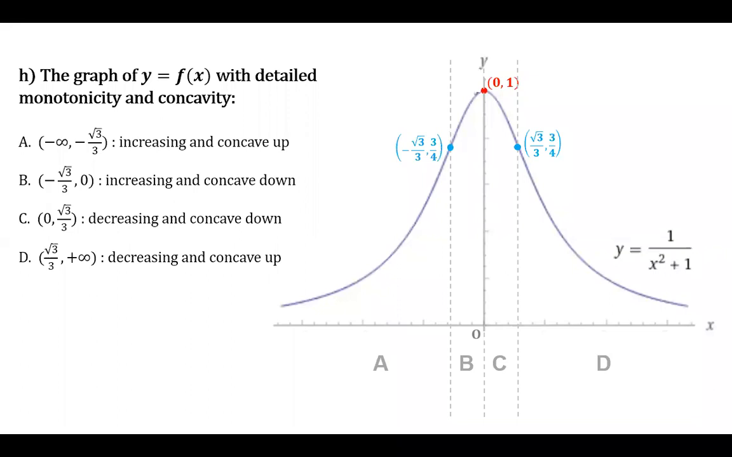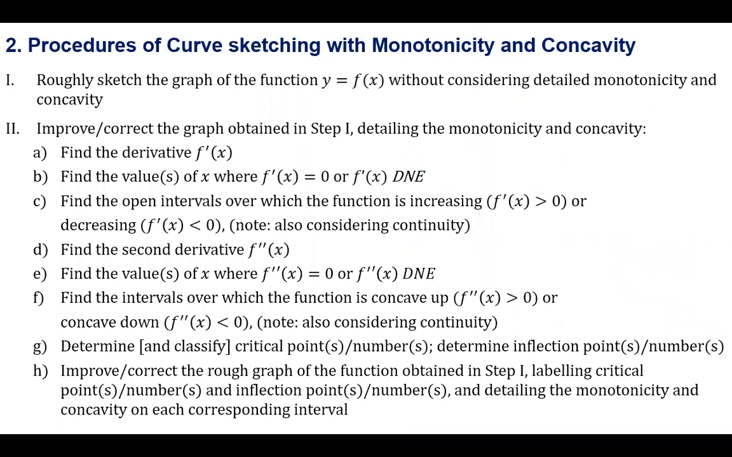Okay, if you don't have any question, let's consider the next key point of today's lesson. So we have looked at two questions so far, right? Now let's summarize the procedures of curve sketching with monotonicity and concavity. We can follow these procedures to sketch a detailed curve with increasing or decreasing intervals and concave up and concave down intervals. So first, step one, we roughly sketch the graph of the function y equals f(x) without considering the detailed monotonicity and concavity, using what we have learned so far, right?